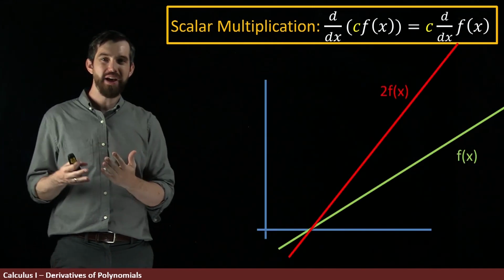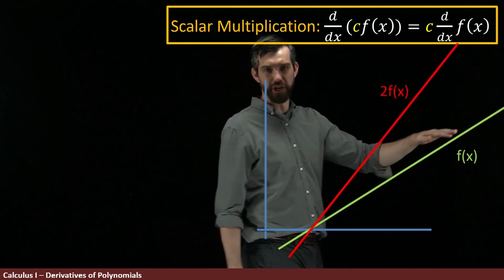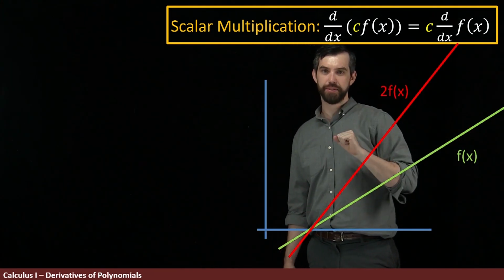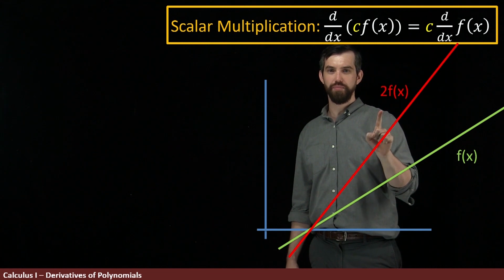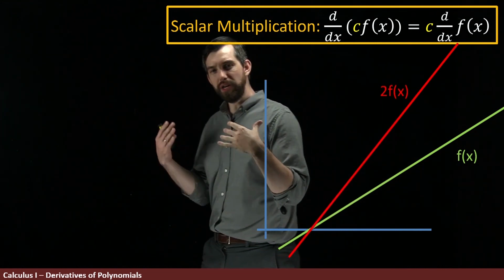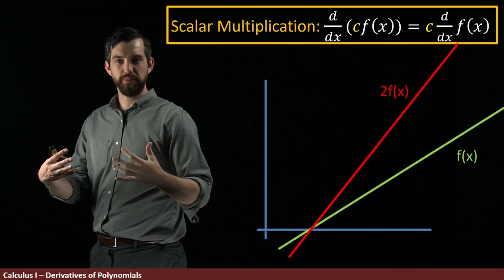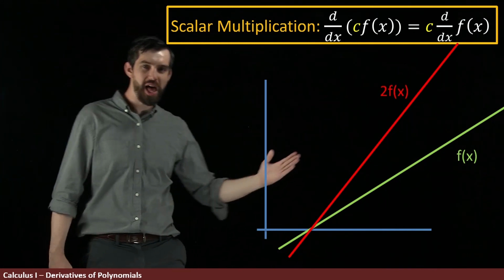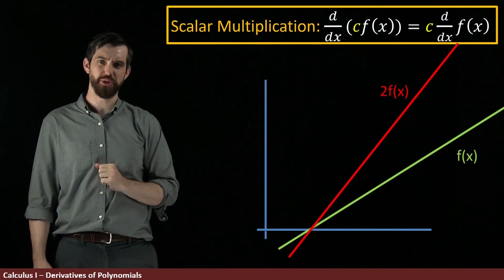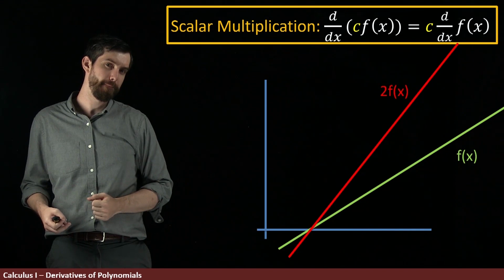So what I'm going to have is a graph. I've got some function f of x here, and then I have a different function which is twice f of x. So in other words, I've got a c value of 2. Now, remember, a derivative represents the slope of the tangent line. But for straight lines, the tangent line and the function, they're just right on top of each other. So a tangent line and the function are the same thing.